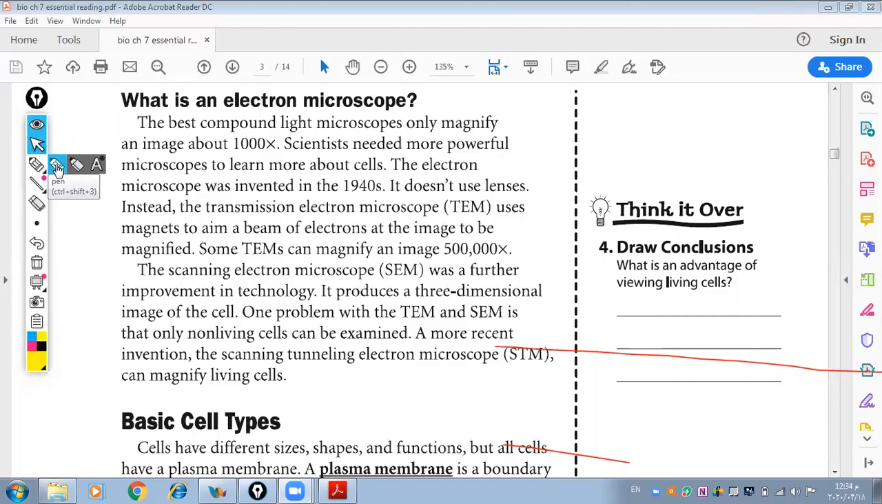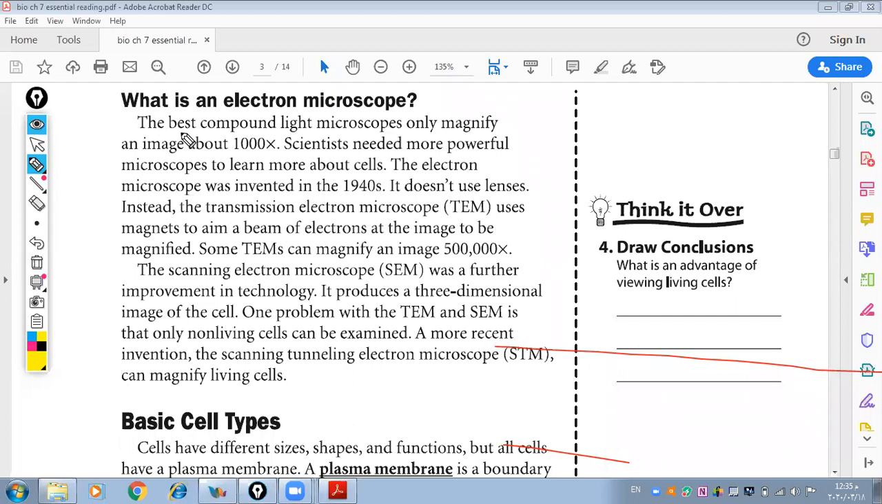Number one, what kind of lenses are they using? I say the light microscope uses glass lenses, right? Yes. Electron microscope uses what? Electrons, a beam of electrons. Now we are going to read.